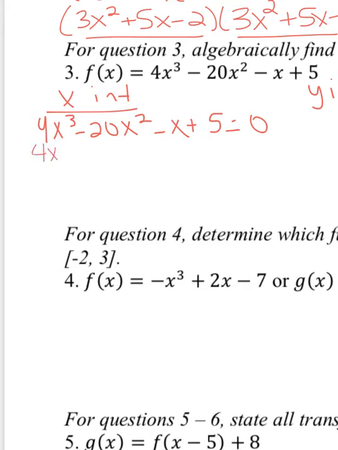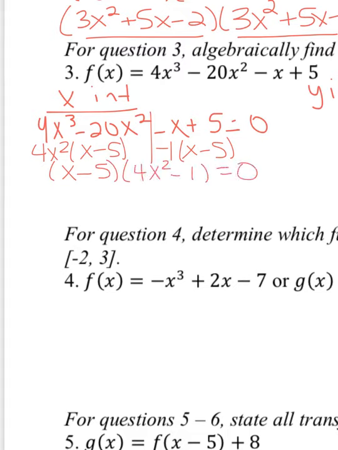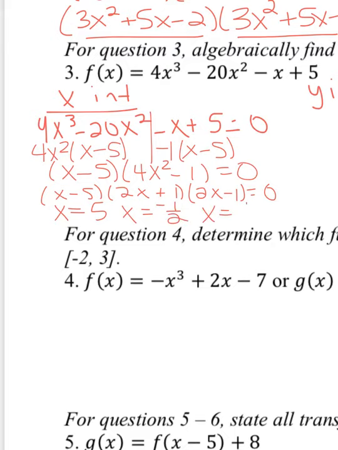So over here I can take out 4x squared. I'm left with x minus 5. On this side, negative 1, I'm left with x minus 5. So this is x minus 5 times 4x squared minus 1 equals 0. You can keep factoring 4x squared minus 1, or you can solve it this way. If you choose to solve it this way, just make sure you include the plus and minus when you take the square root. So if I keep factoring now, x minus 5 times 4x squared minus 1 is 2x plus 1, 2x minus 1 equals 0. So then this gives me x equals 5, x equals negative 1/2, x equals positive 1/2.